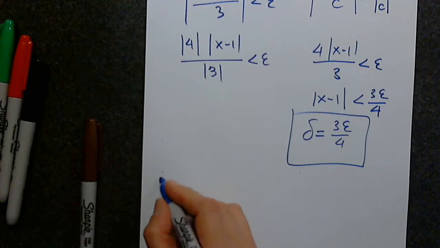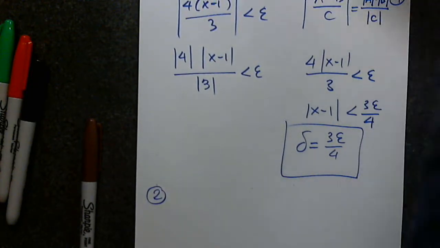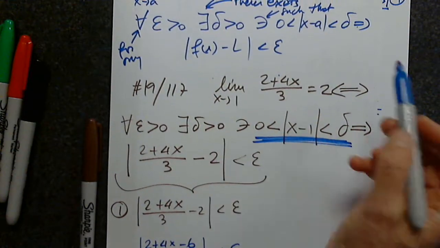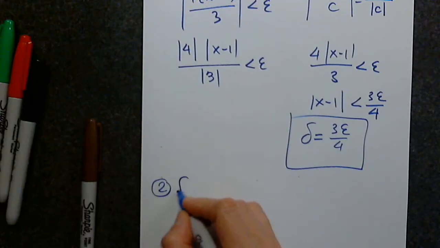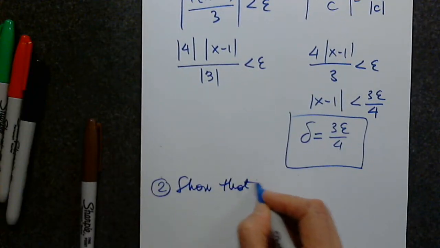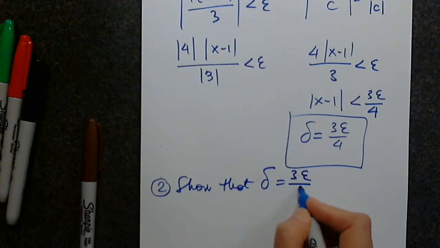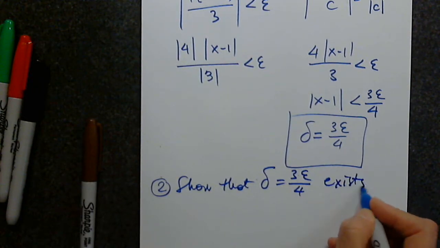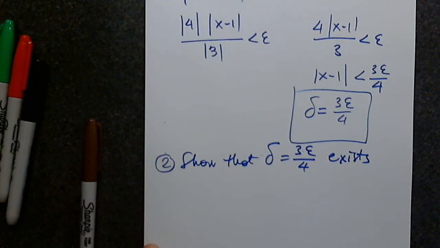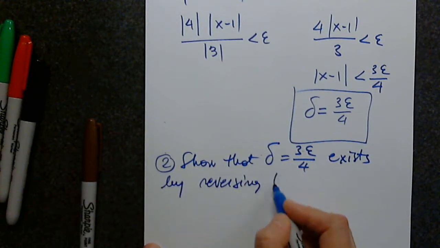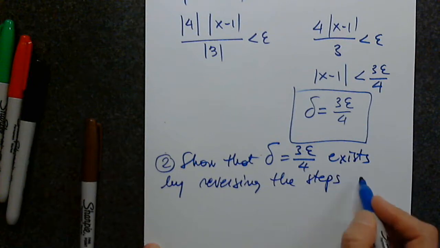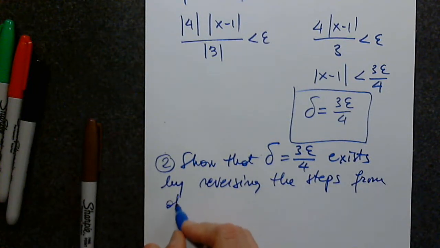In step 2, I don't want you to do anything, but you have to understand that in such a proof, I have to show both ways. All I want you to write is: step 2 is show that delta equals 3 epsilon over 4 exists. And this is the only sentence I want you to write, by reversing the steps from above. That's it.